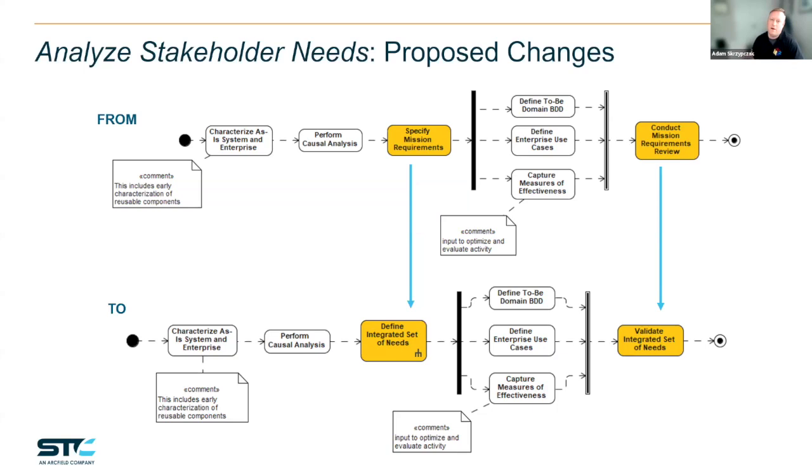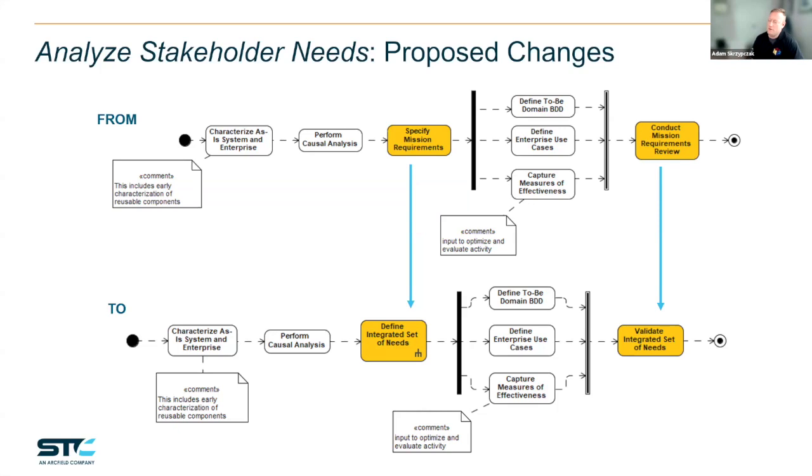We didn't want to have a lot of knock-on impacts to other process steps. We also didn't want to change this top-level process too much from the baseline of what the INCOSE OOSEM has. So we basically said, hey, if mission requirements were the area that we had a problem with, then that's what we're going to go update. So we turned specify mission requirements into define integrated set of needs, and then we did conduct a mission requirements review to validate the integrated set of needs.